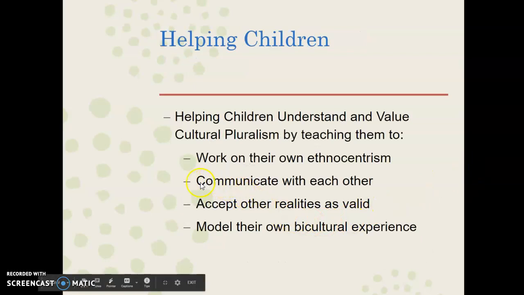How do we help children understand and value cultural pluralism? We try to teach them to work on their own ethnocentrism. This is a big word. We want to celebrate who they are. We don't have to give anything up about who they are when they're in our classroom, right? We celebrate each child's family and where they come from and what they bring to our group, which makes our group better. We communicate with each other, over-communicate, right?